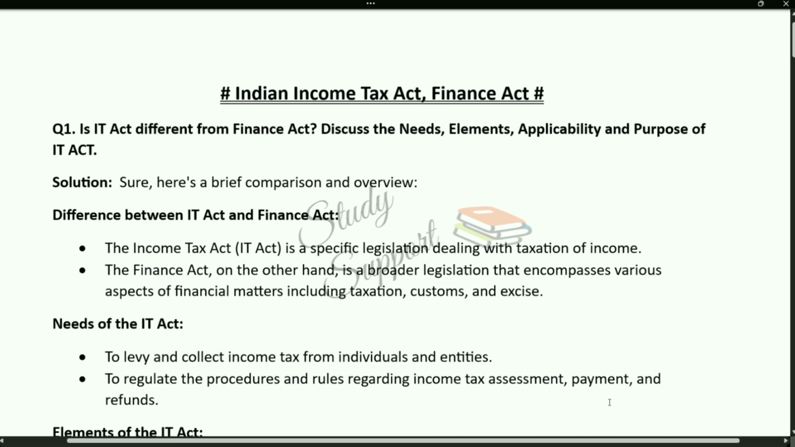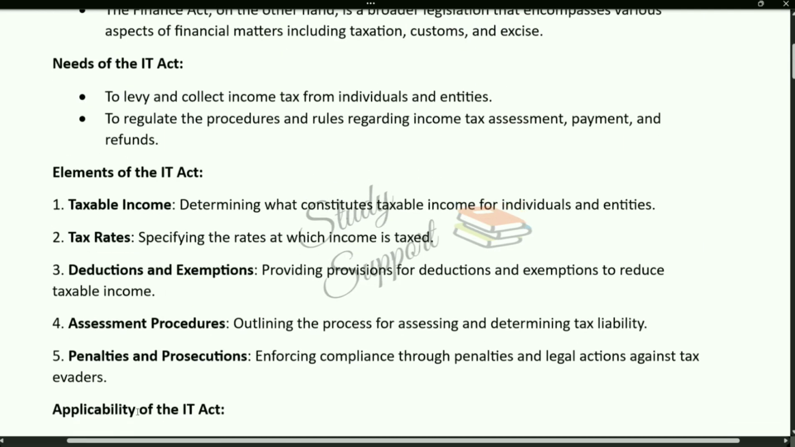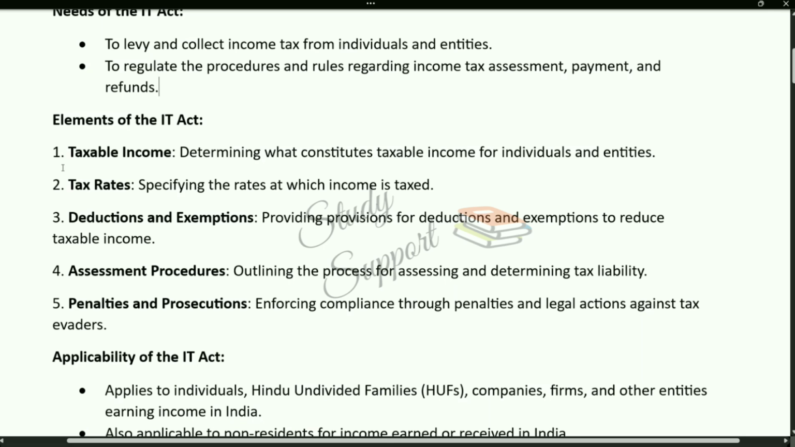To regulate the procedures and rules regarding income tax assessment, payment, and refunds. Elements of the IT Act. 1. Taxable income, determining what constitutes taxable income for individuals and entities. 2. Tax rates, specifying the rates at which income is taxed. 3. Deductions and exemptions, providing provisions for deductions and exemptions to reduce taxable income.